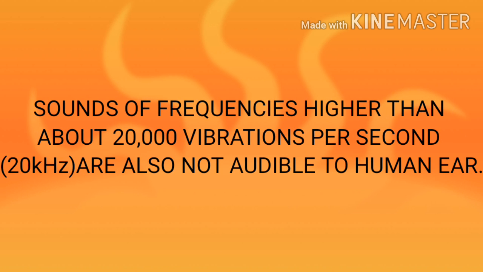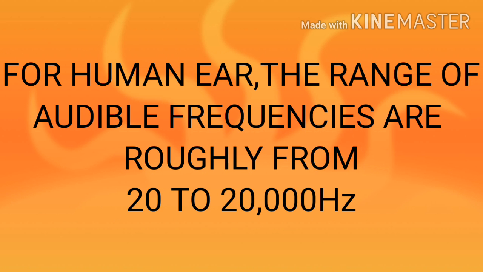Then on the higher side, sounds of frequencies higher than about 20,000 vibrations per second, that is 20 kilohertz, are also not audible to the human ear. For this we can take the example of an earthquake. Okay, before an earthquake, it will produce a sound, right? So that type of sound also the human ears are not able to hear. So thus for the human ear, the range of audible frequency is roughly from 20 to 20,000 hertz. So this is about audible and inaudible sounds.